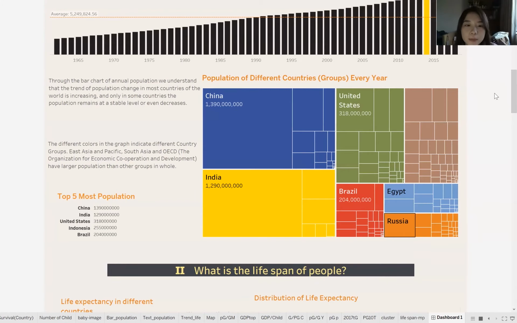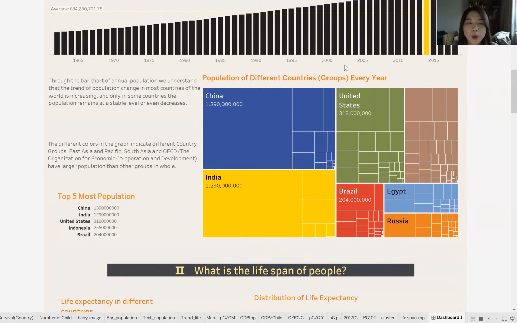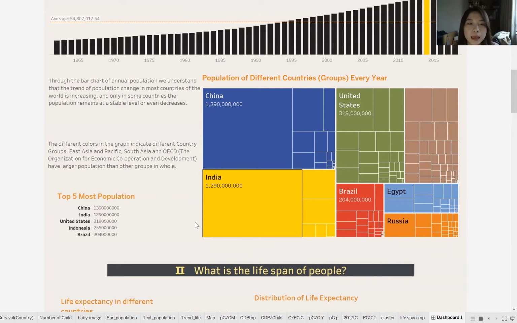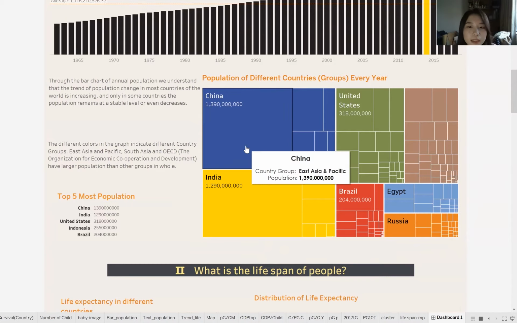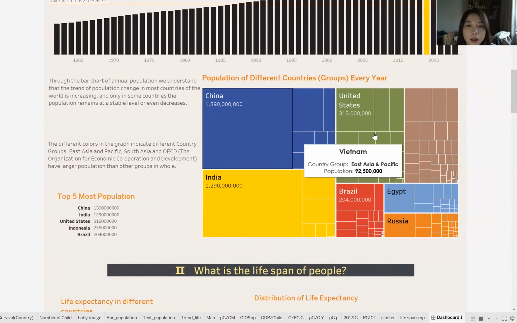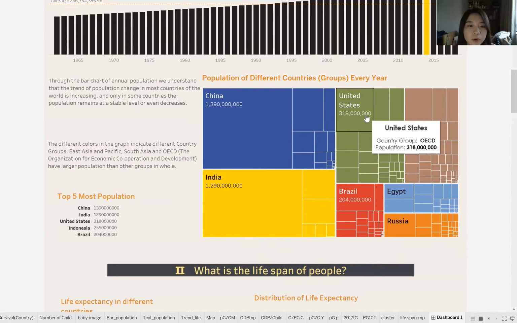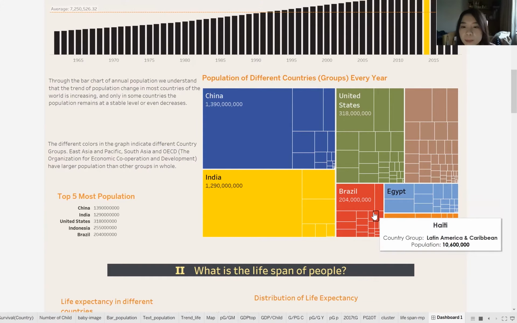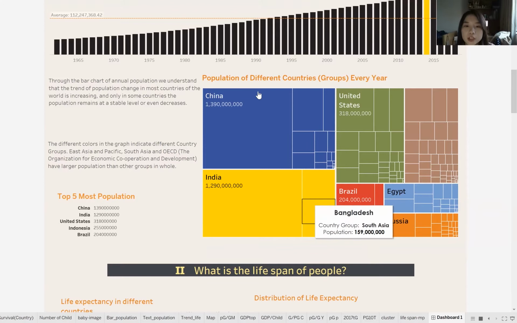Here is a tree map. In this tree map, all countries were divided into 7 groups, and different colors represent the different groups. We can see East Asia and Pacific, South Asia, and the OECD group have larger populations than other groups overall, like Latin America and Caribbean and others. These three groups account for most of the population in the world.